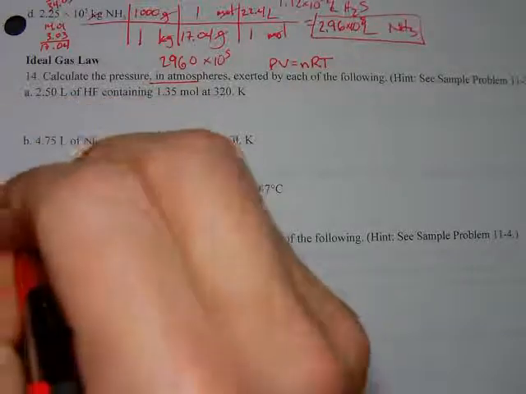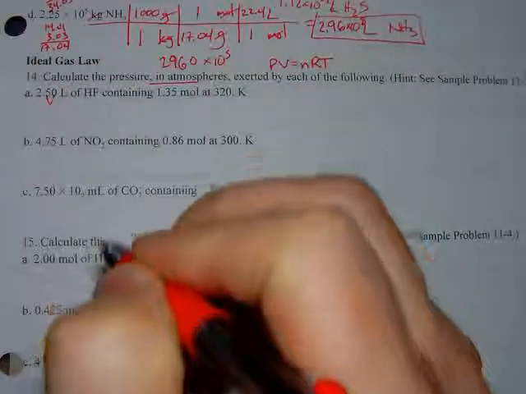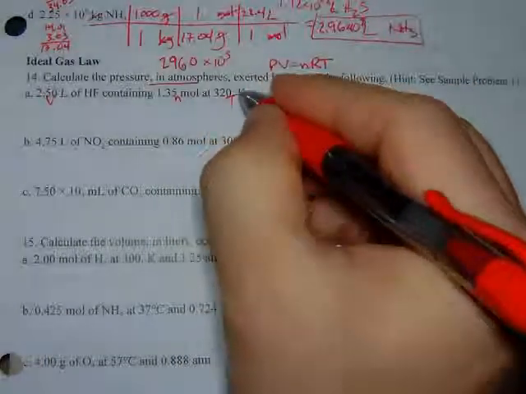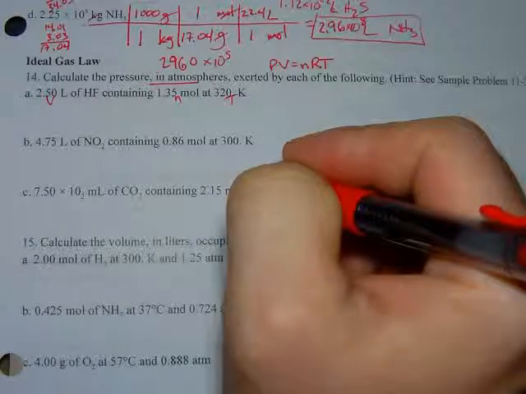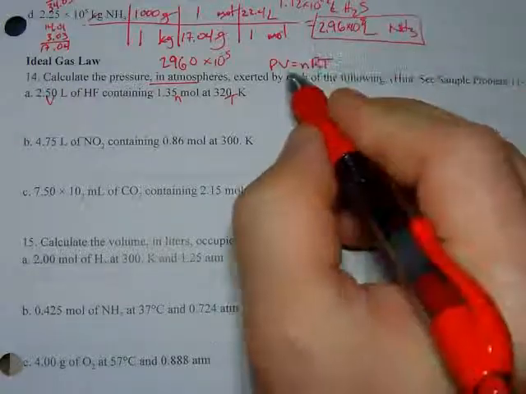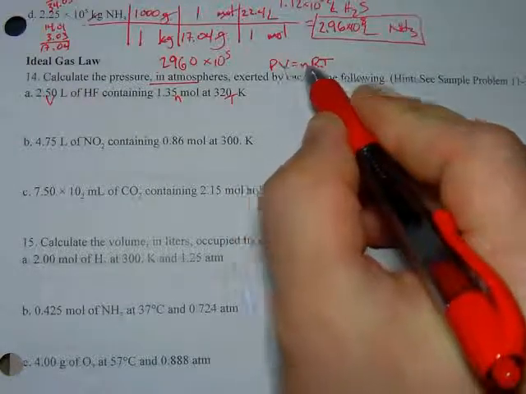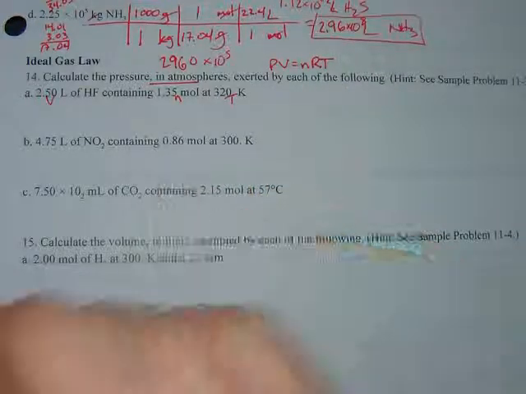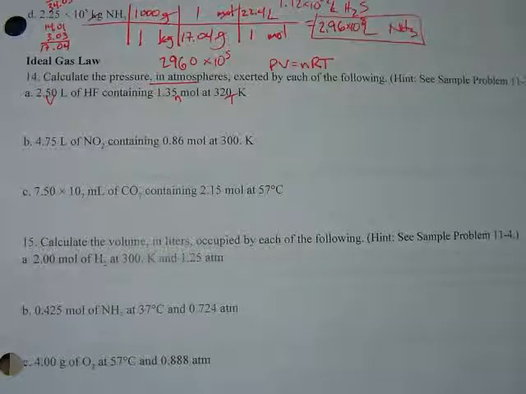And so what do I have here? I have volume, I have number of moles, and I have temperature. You might think I have three of the values. I'm being asked for the fourth one, but I don't know what R is. Now, R is the ideal gas constant. It's always going to be the same number.